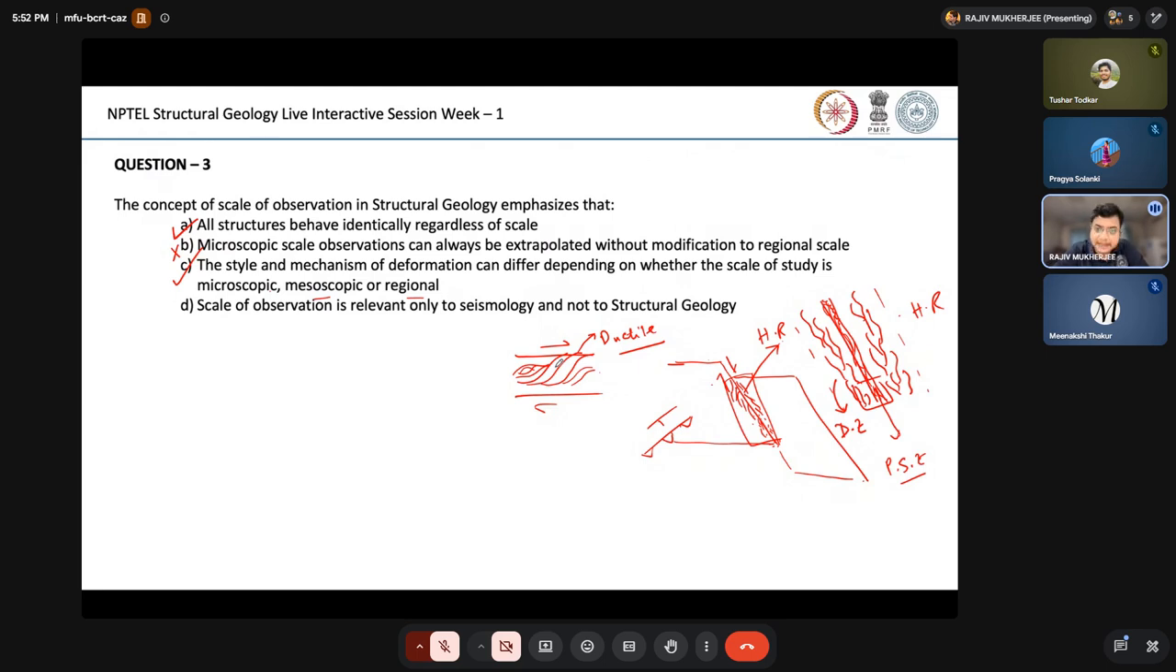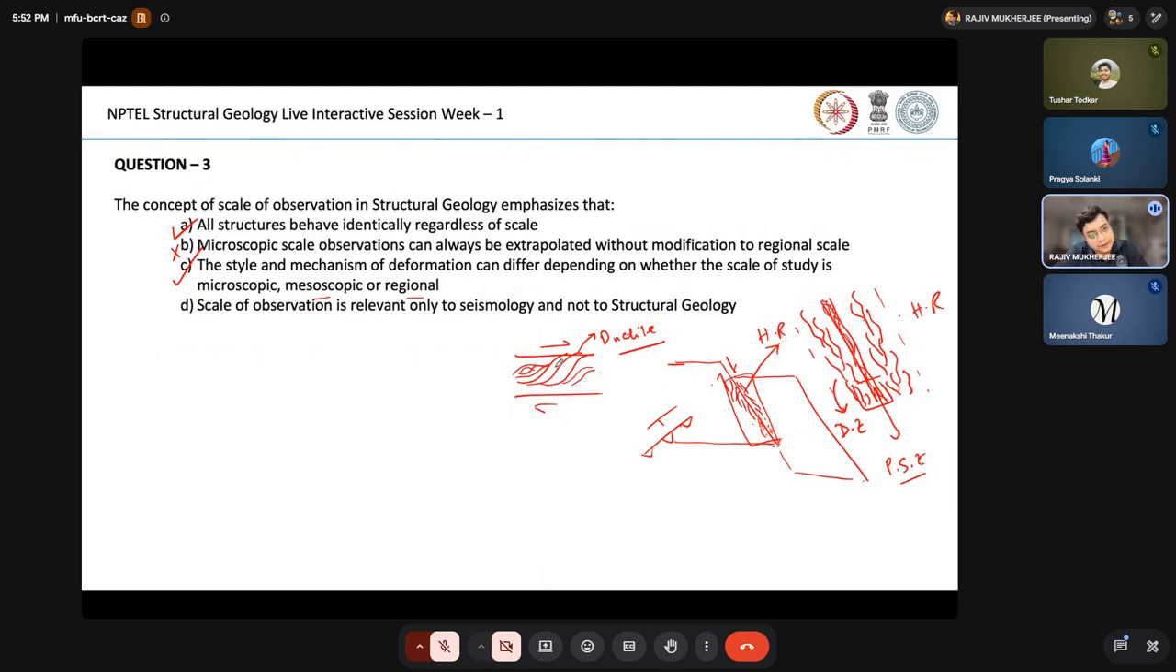So the thing is that whatever deformation is being observed, it represents a scale. In a field scale, this might be a fault, but that doesn't apply to the microscopic scale when we're observing a slide. And similarly, we just cannot extrapolate whatever we are observing in the slide to nature. So that is why option B is not correct. But then why is option A correct?